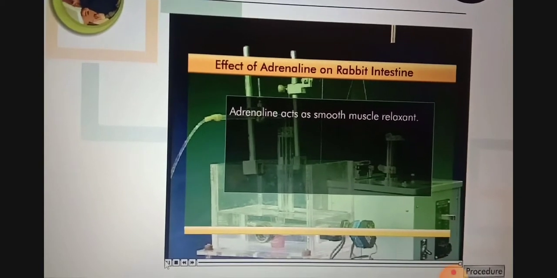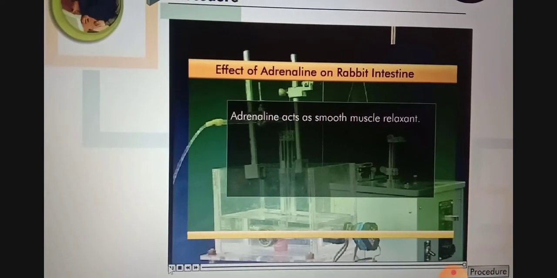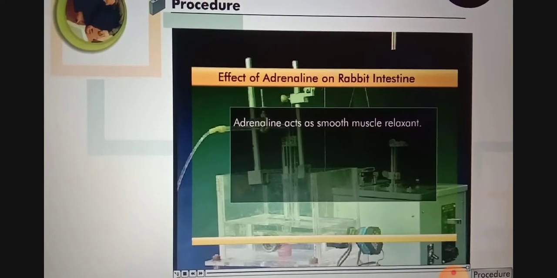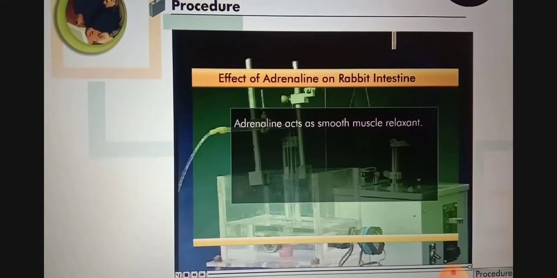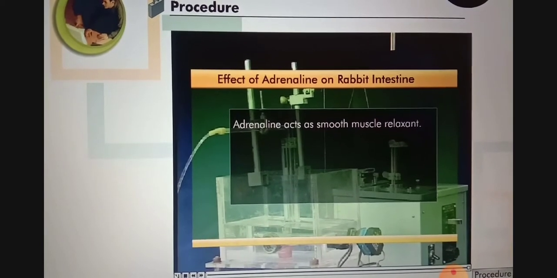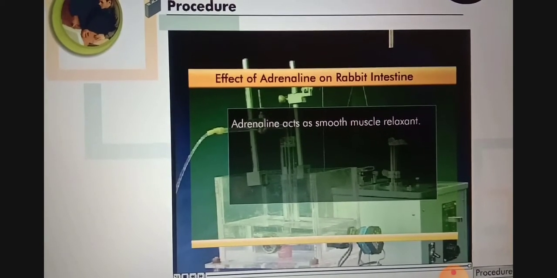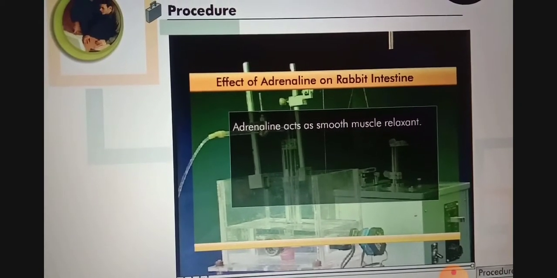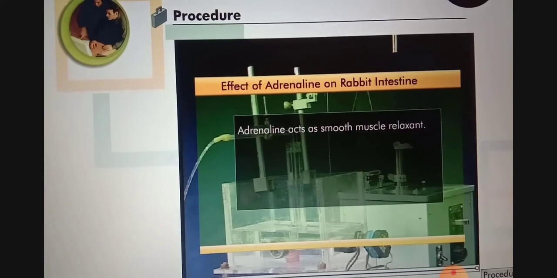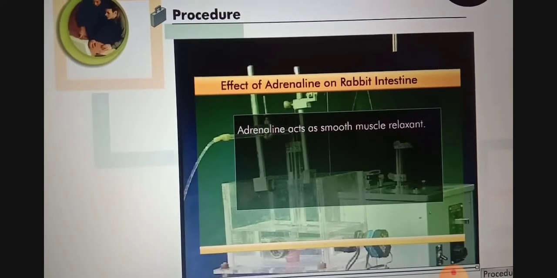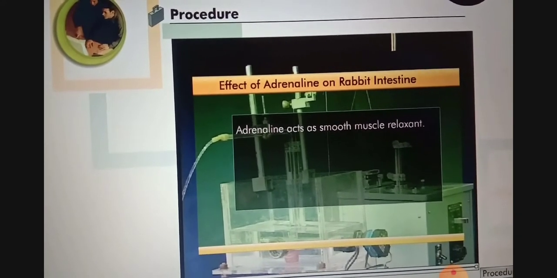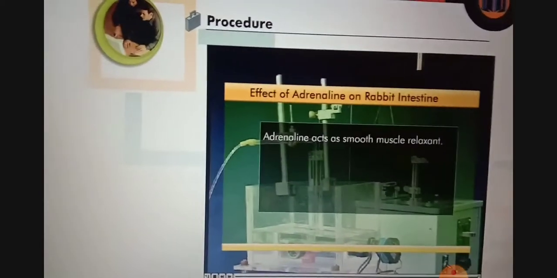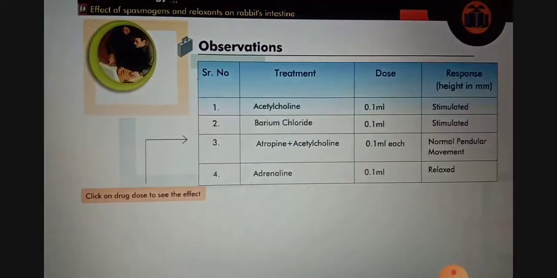When acetylcholine and atropine were given together, atropine acts as an antagonist of acetylcholine. Okay, means it opposes or nullifies the effect of acetylcholine and thereby it acts as a spasmolytic drug. The spasmogenic effect that was being shown due to acetylcholine, atropine has worked to break that effect, and that is why atropine is called a spasmolytic drug here. Okay, now we will see the observation table.